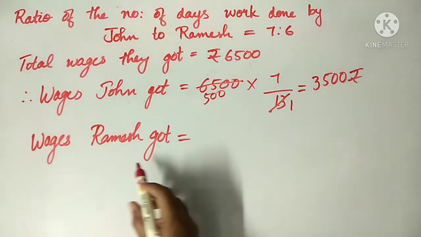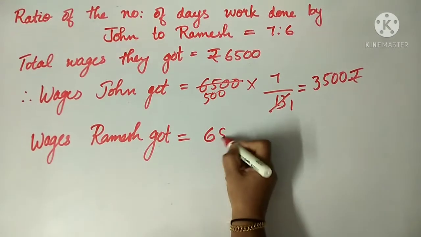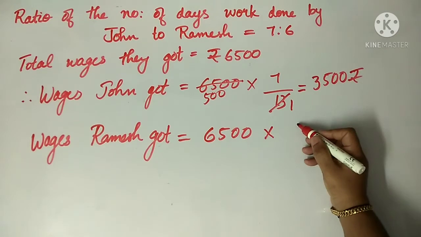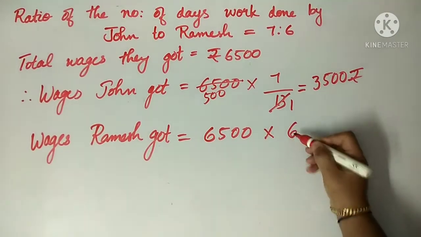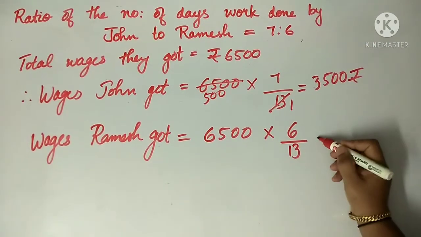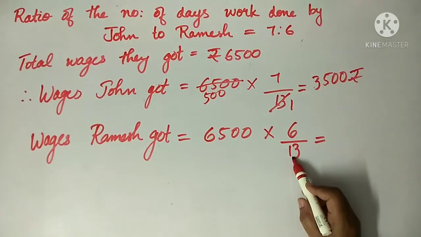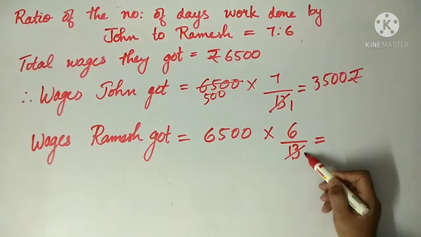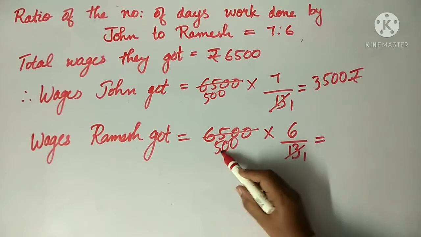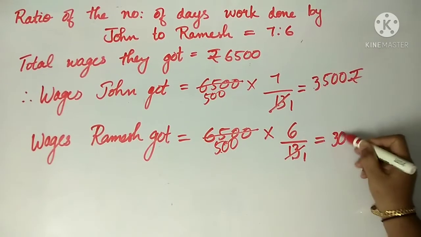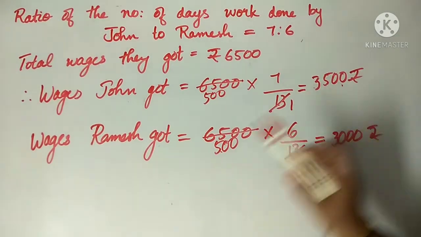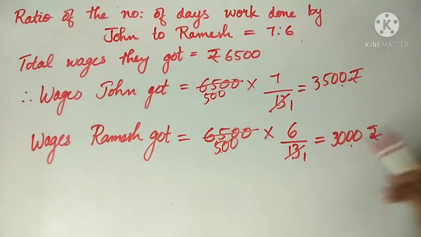Therefore, wages Ramesh got is equal to total amount 6,500 into number of days Ramesh worked, that is 6, by total number of days of contract is 13. That is equal to, again here 13 is a common factor. 13 will go one time and 6,500 will go 500 times. So 500 into 6, 3,000 rupees. So John got 3,500 rupees and Ramesh got 3,000 rupees.